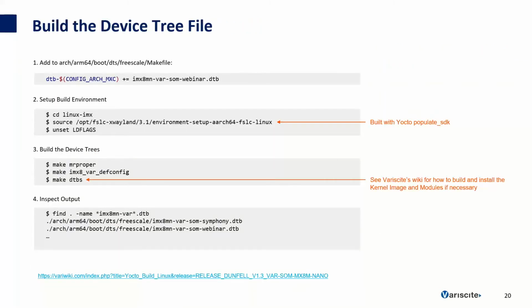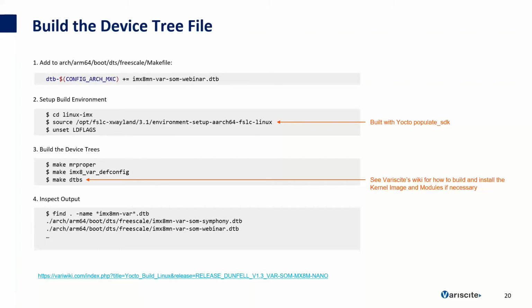So now let's look at how to build this new device tree file. The first step is to add the device tree file to the make file. When we were going through the fundamentals earlier, we looked at manually using the device tree compiler to compile our device tree files. However, Linux has a make target that simplifies building device tree files and their dependencies. So again, in step one, we add our IOMUX var som webinar device tree file to the make file.